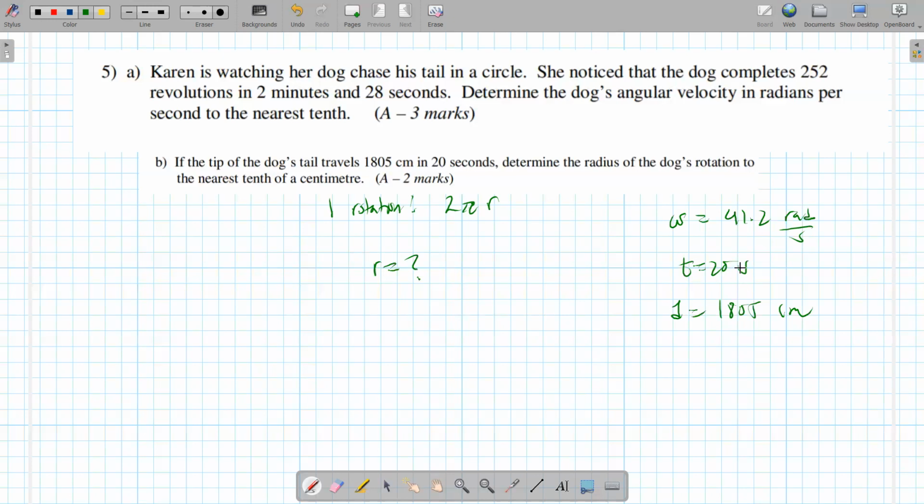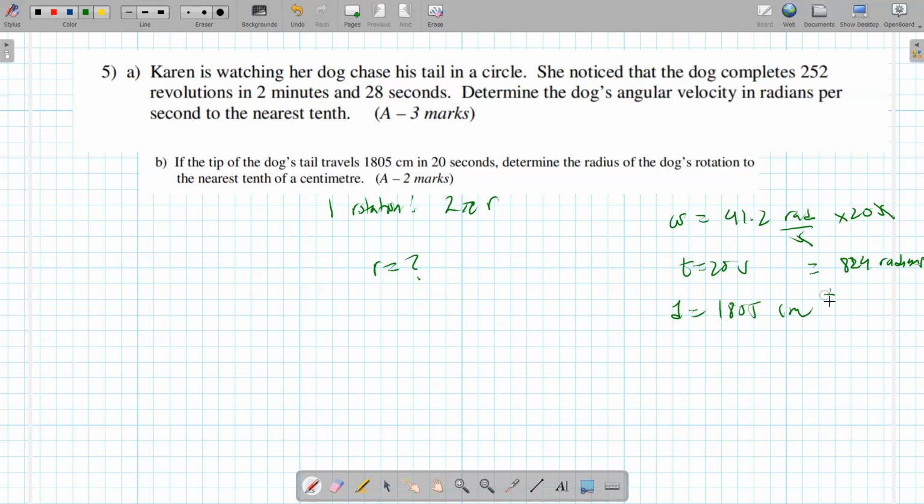Let's check this out. We have the angular velocity. If we multiply this by the time, the seconds cancel out, and this will give us the angle traveled in 20 seconds. 41.2 times 20. So the angle traveled in 20 seconds is 824 radians, right?